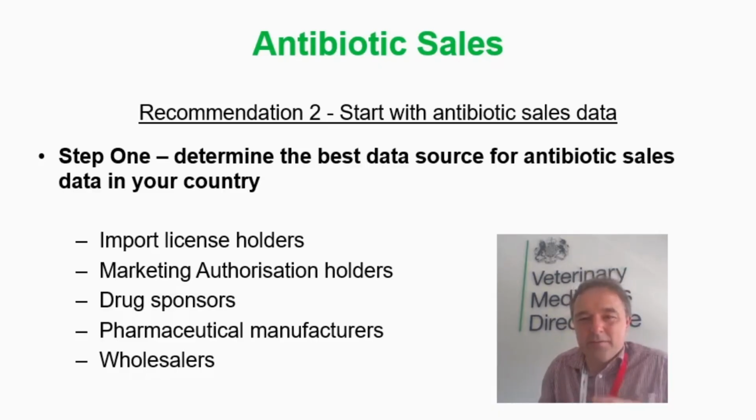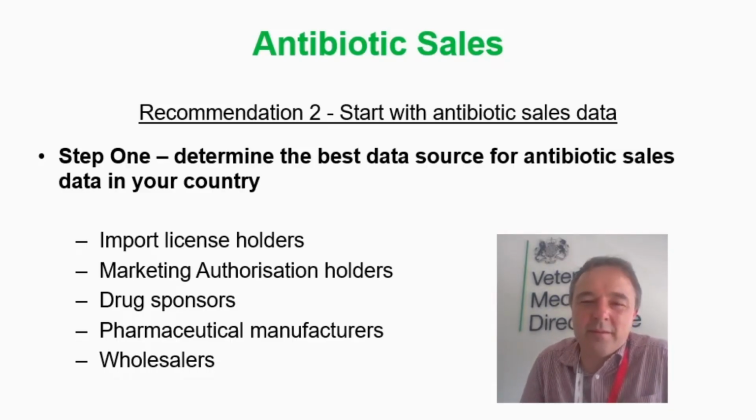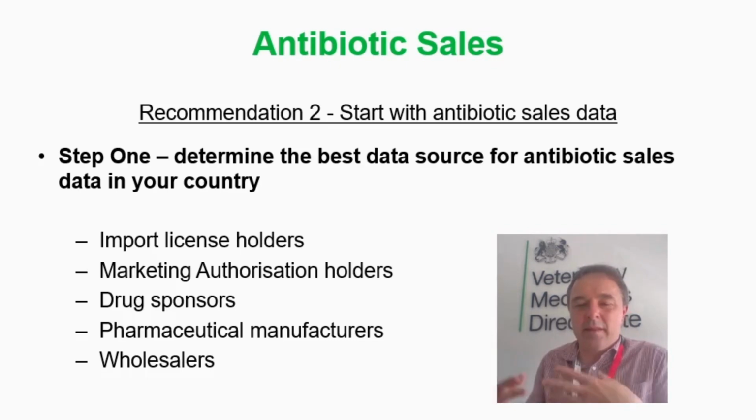In the UK, we get the data from the marketing authorization holders. So these are the people who hold licenses for marketing particular antibiotics in the UK. And so this largely represents what they sell out to the veterinary wholesalers, who then sell to the vets, who then prescribe to the farmers. Drug sponsors are another potential source, as well as wholesalers. So it's the wholesalers who buy from the drug sponsors or the marketing authorization holders and then sell onto the prescribers. So collecting data from wholesalers also represents antibiotic sales data.